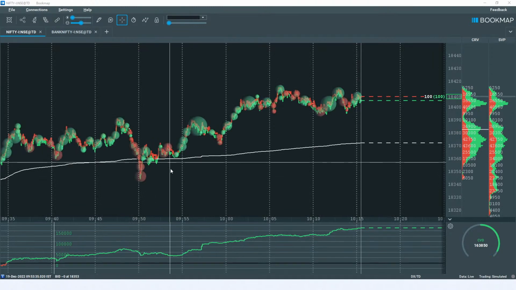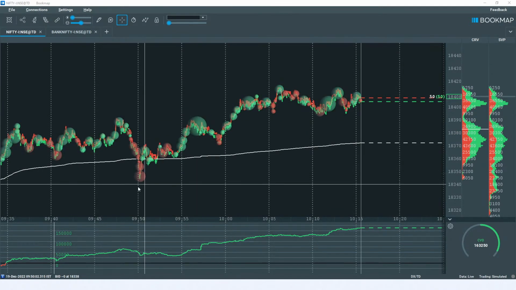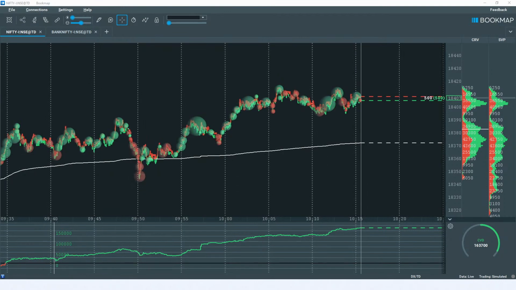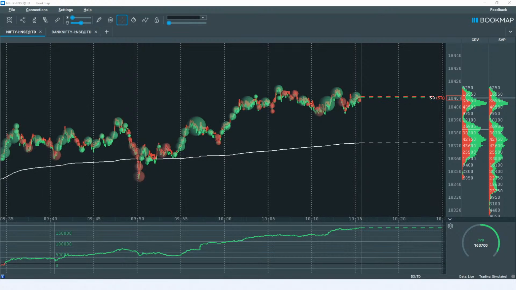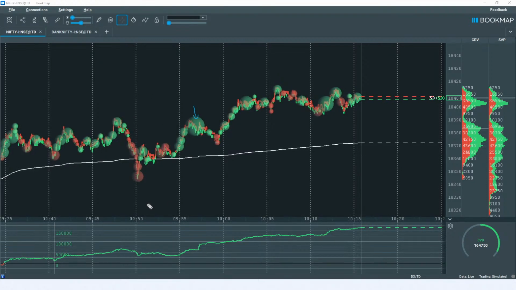So with this green and red bubble, you are able to clearly see that there is some buying activity happening over here and some selling activity happening over here. Basically, whenever there is an execution, a completed order, the software considers that order and divides it by whether it is a buying order or a selling order.